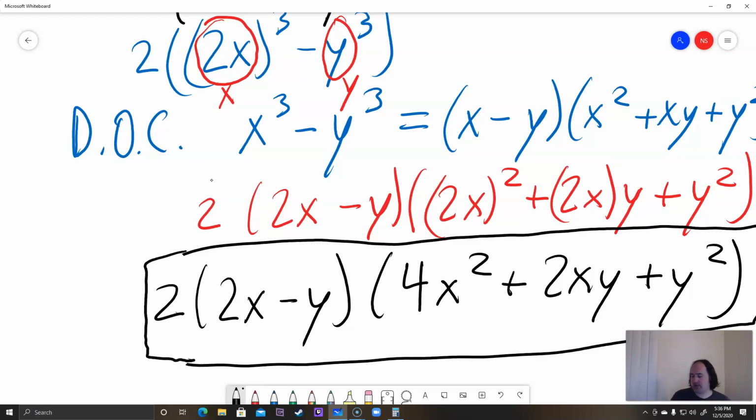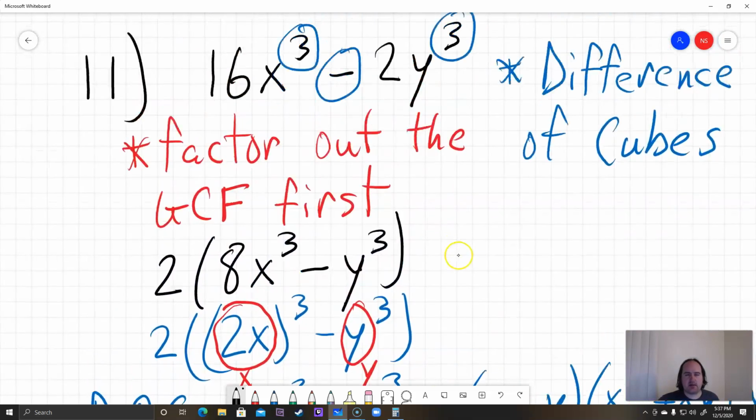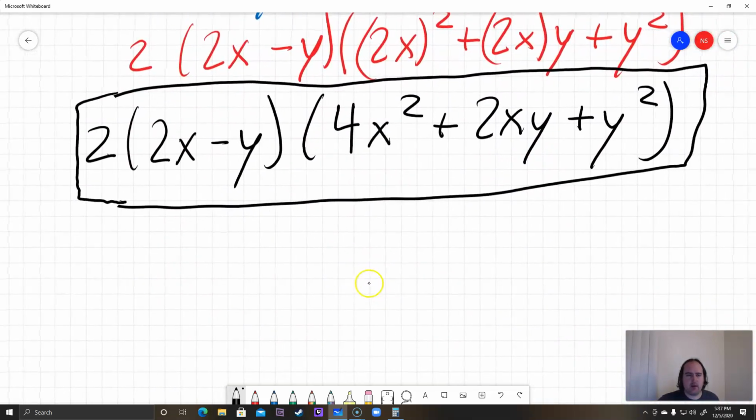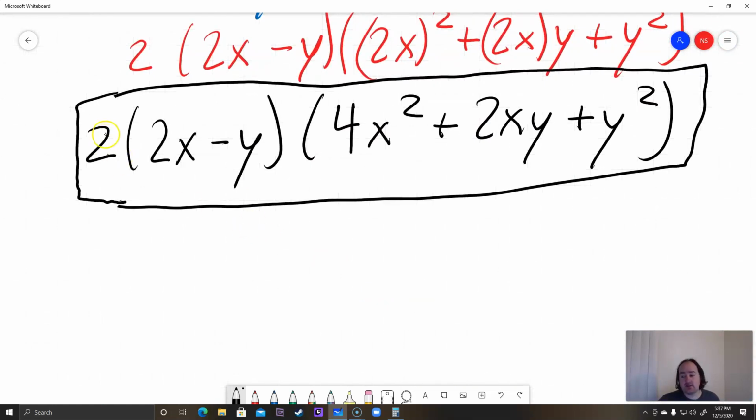And that's one good reason why you want to check your work. Even if you don't bother to multiply it all out and check it that way, you want to check back here and make sure you did every step right. Okay? But now that we got the 2 out front and we factored this, we're good. So that's the difference of cubes.